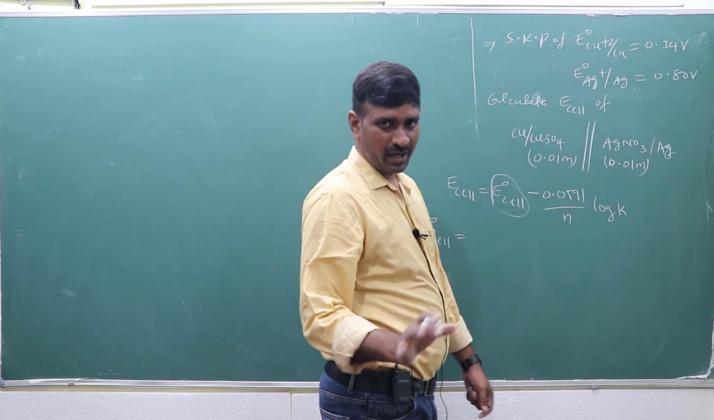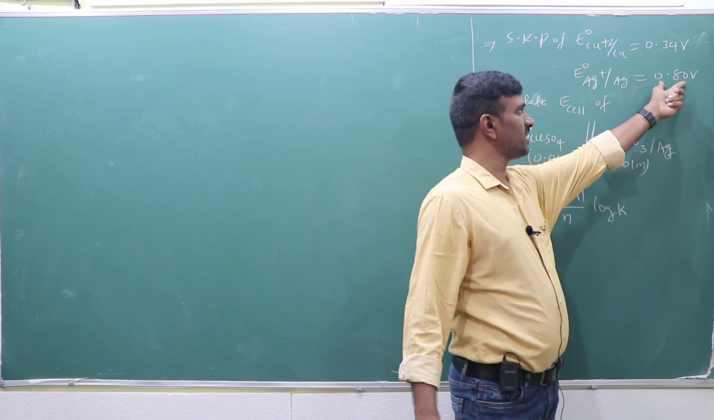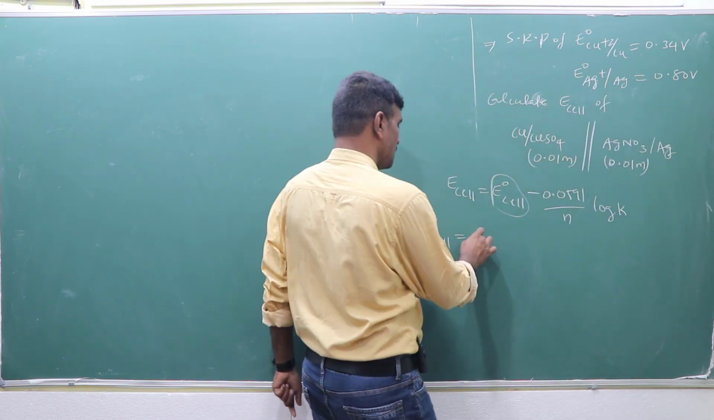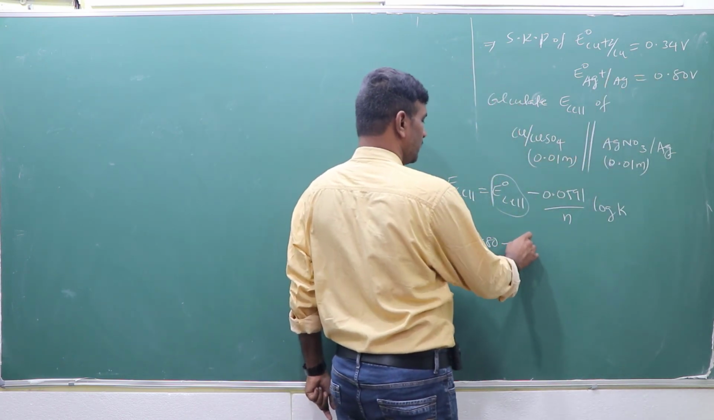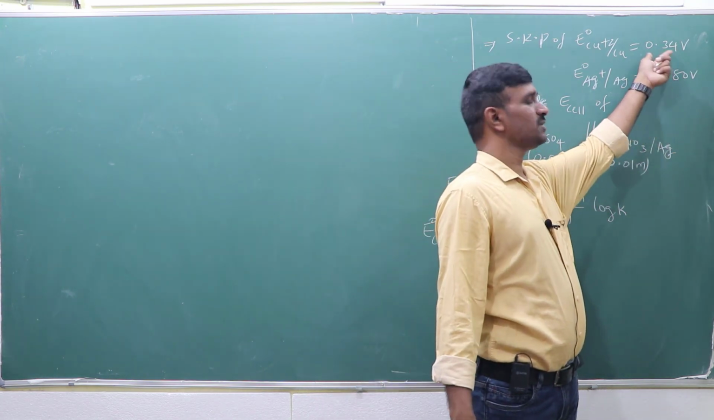Higher reduction potential minus lower reduction potential. By comparing these two values, which one is the higher reduction potential? 0.80. So 0.80 minus the lower reduction potential, how much is that? 0.34. Or E0 of cathode minus E0 of anode.